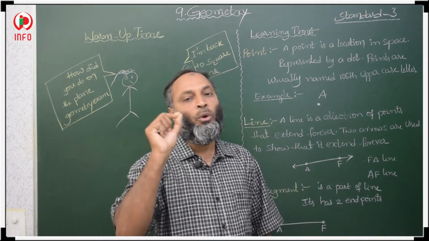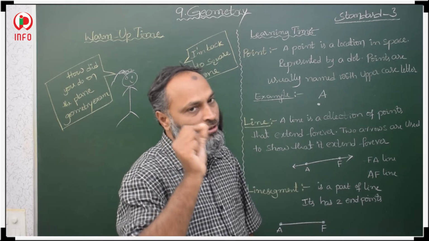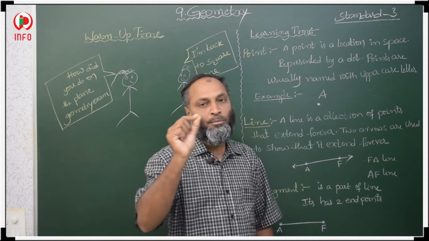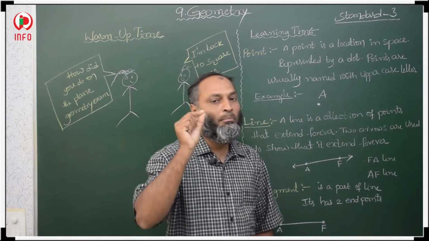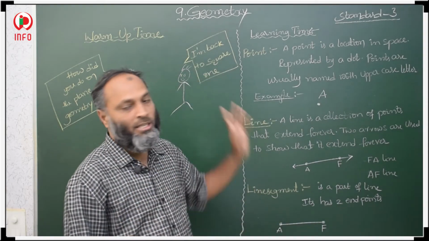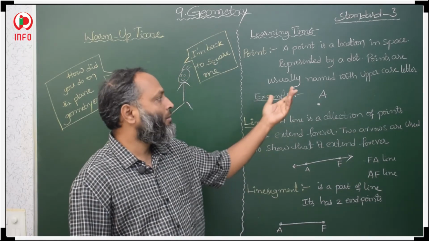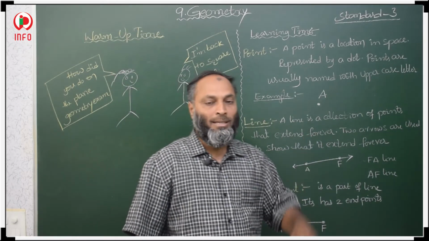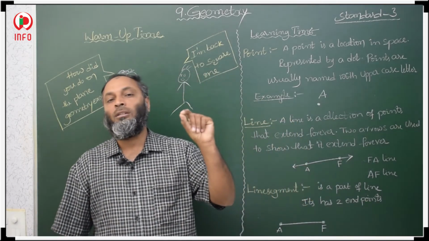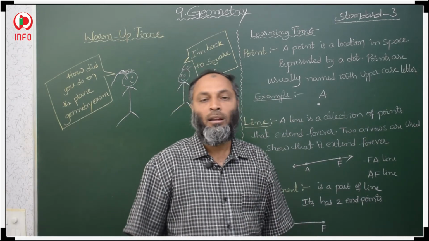So if you want to locate a particular place like Hyderabad, Telangana, or India, we use a dot. That dot shows the exact position, the exact place. So in that case we use a point or a dot. It is represented by a dot. Points are usually named with uppercase letters, that is, capital letters.